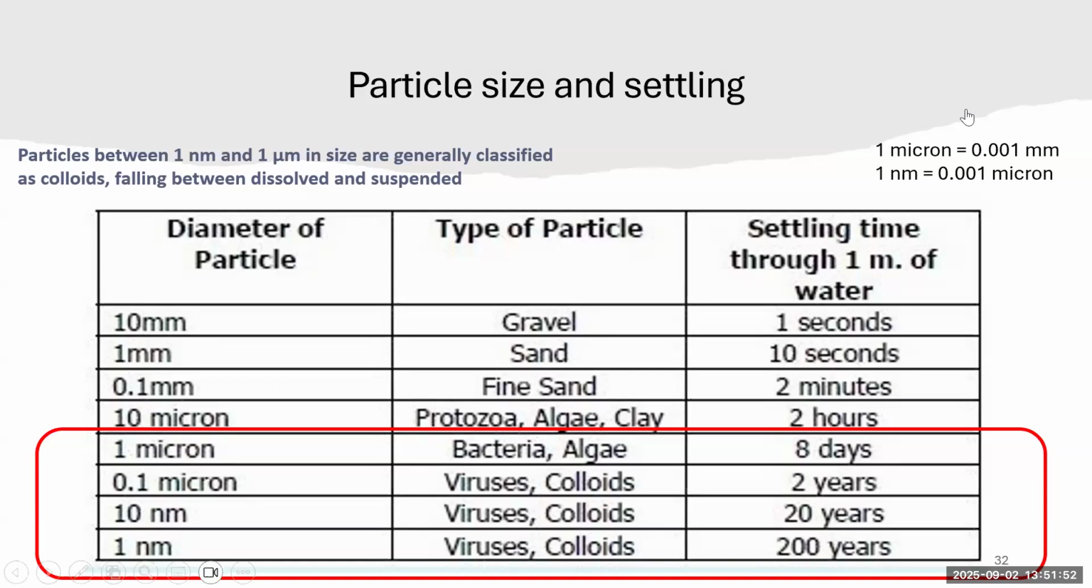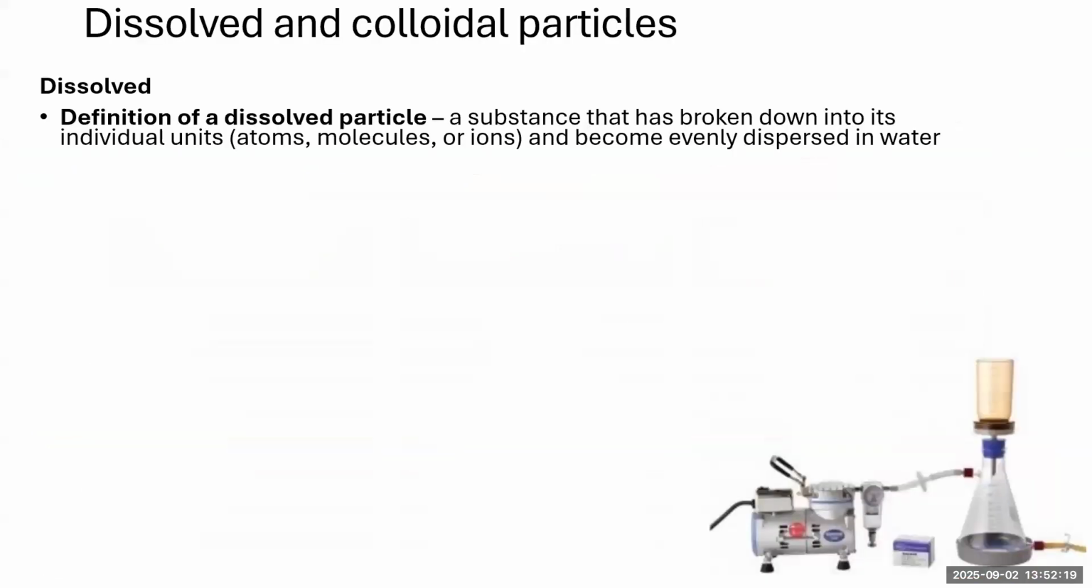Just to get a little idea of the range of sizes here, 1 micron is 1,000th of a millimeter, and a nanometer is 1,000th of a micron. So a micron is also 1 millionth of a meter, and a nanometer is 1 billionth of a meter. So very small. A nanometer is almost the size of an atom.